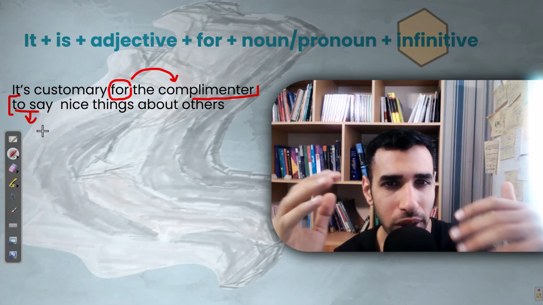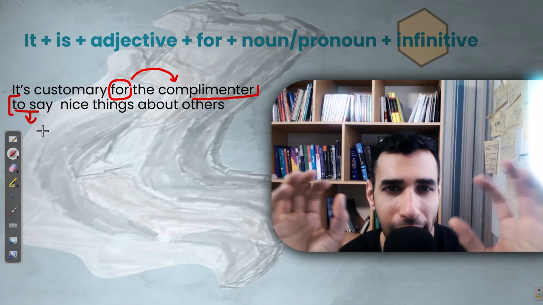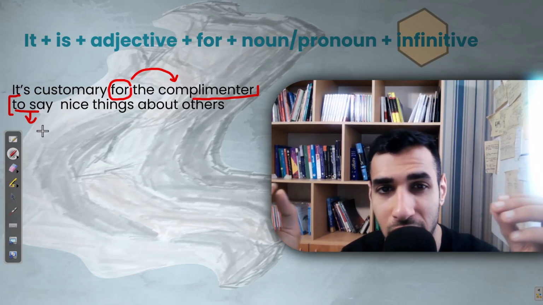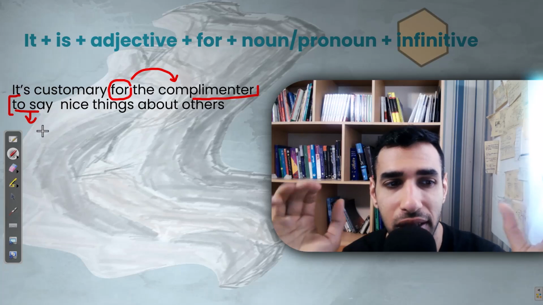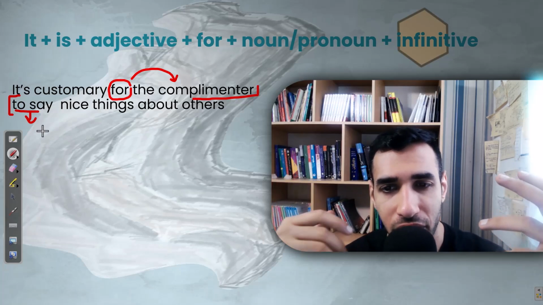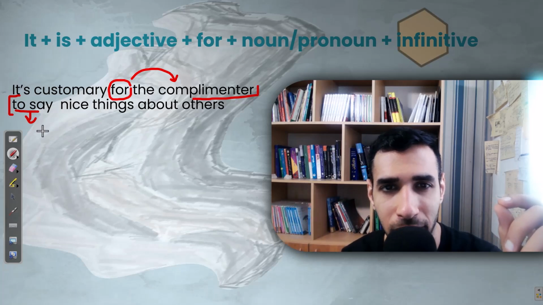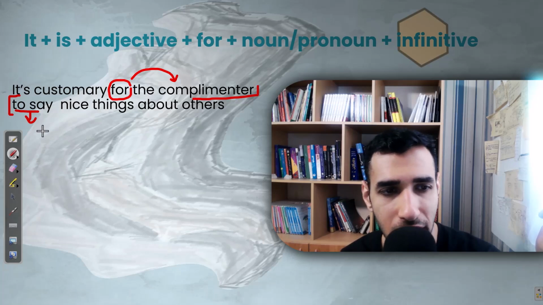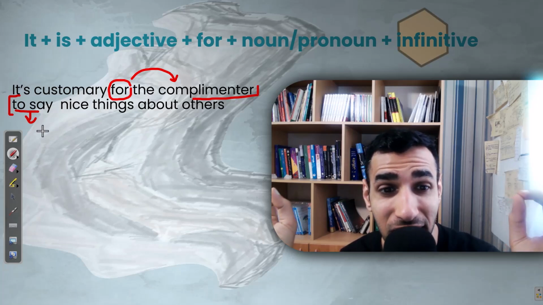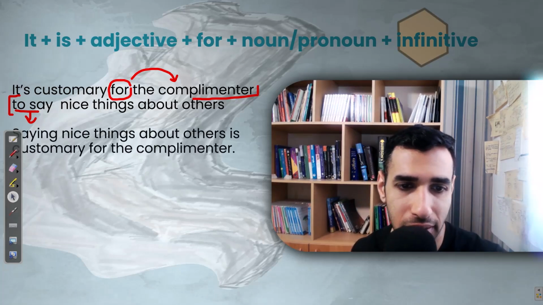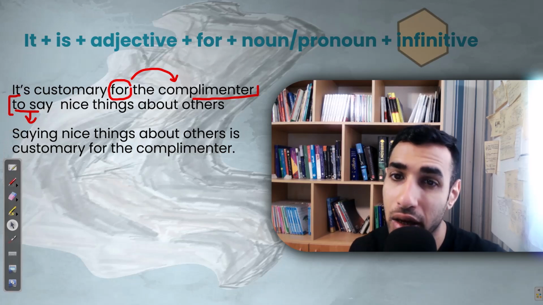Exactly, we can do it before the adjective. It is considered customary to add a little more emphasis. It is considered customary for the complementer to say nice things about others. And the gerund form: saying nice things about others is considered customary for the complementer. Yes, saying nice things about others is customary for the complementer.